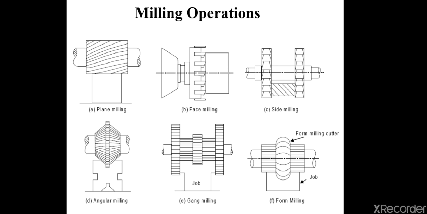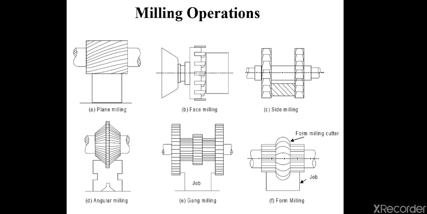These are plane milling operation, side milling, angle milling, metal slitting, end milling, T-slotting, form milling, keyway milling, profile machining, reaming, gear cutting. These are the operations that can be performed on a milling machine.